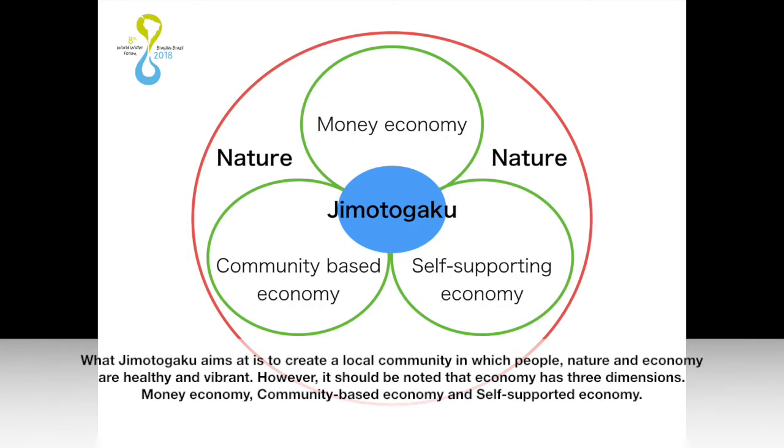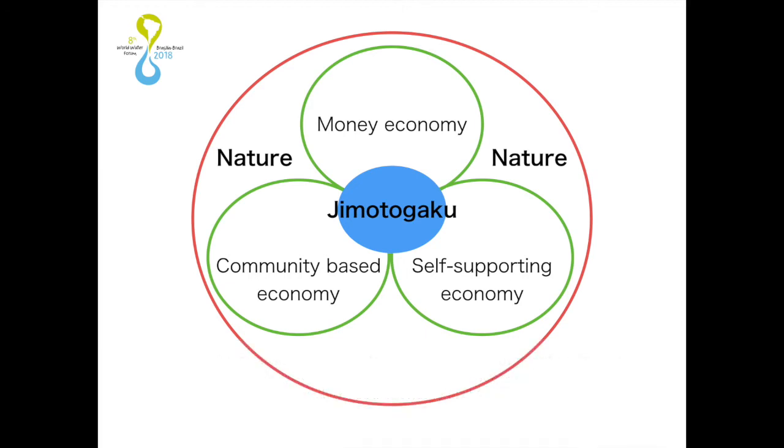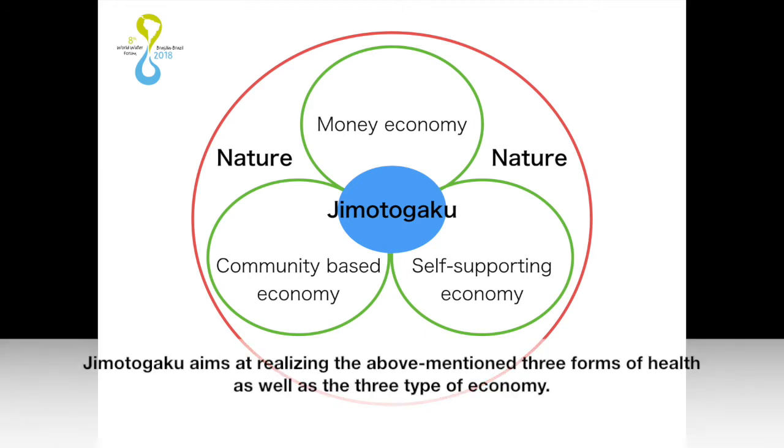What Jimotogaku aims at is to create a local community in which people, nature and economy are healthy and vibrant. However, it should be noted that economy has three dimensions: money economy, community-based economy, and self-supported economy. Jimotogaku aims at realizing the above-mentioned three forms of health as well as the three types of economy.